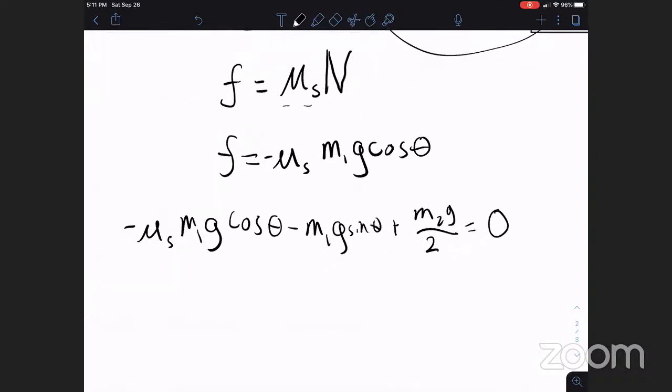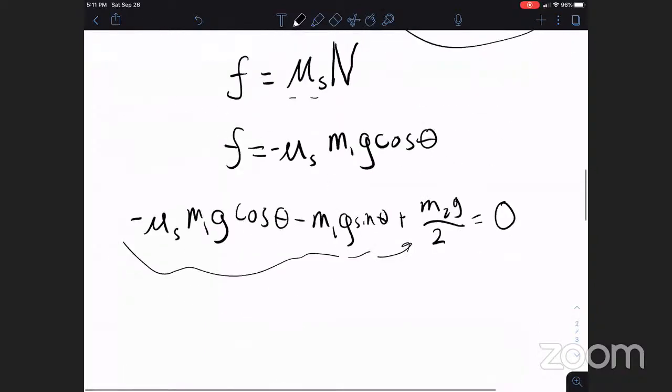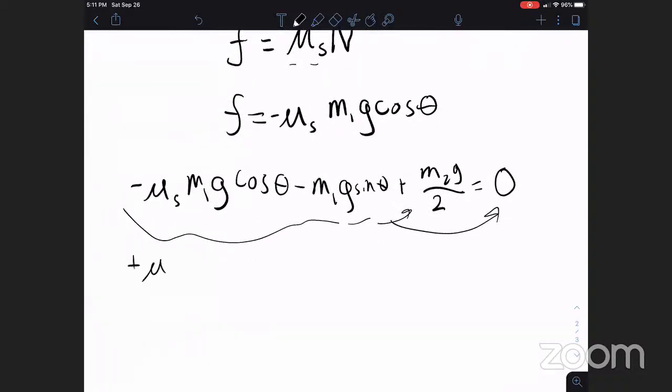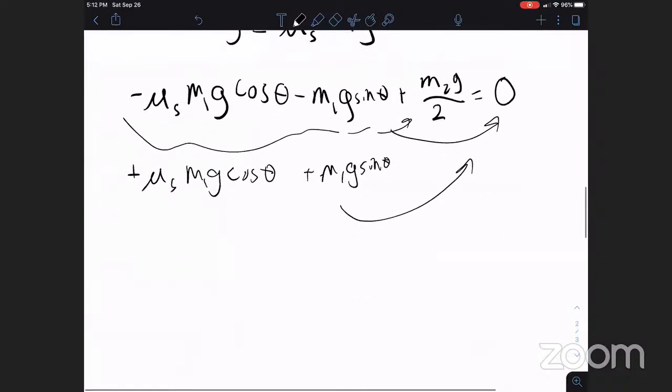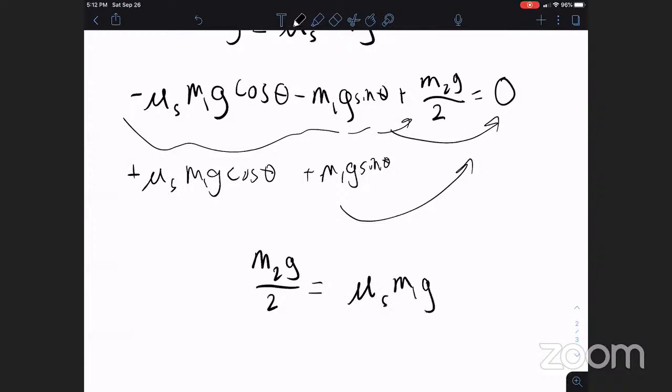So if we want to solve for mass 2, then all we need to do is move everything that doesn't have mass 2, in this case all this stuff, to that side. And now what we're going to do is just add. So we're going to add mu s m1 g cosine theta, and then we're going to add m1 g sine theta, and that'll move them over to the other side of our equation, which will give us m2 g over 2 is equal to mu s m1 g cosine theta plus m1 g sine theta.